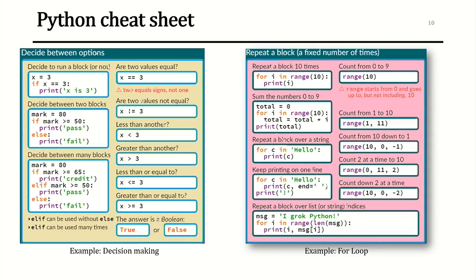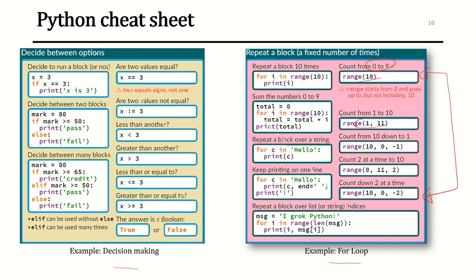Okay, so here, this is another cheat sheet. It has decision making, and we have loop syntax as well. So if you want to take a look in more detail at the range function, you can see it from here. You can provide only one parameter. It will generate a list of numbers for you starting from 0 to 9.